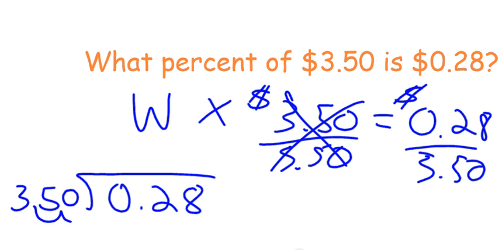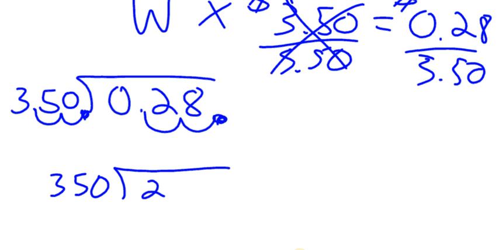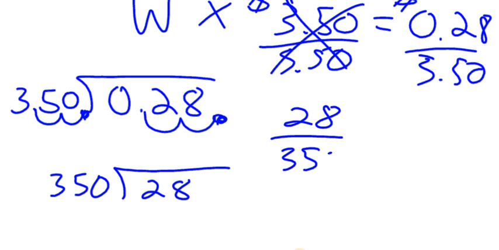I've got to get rid of the decimal on this side, which means the decimal on this side. I'm going to rewrite my problem. So now I have 350 going into 28. How many times? Oh, not many times. Maybe I can simplify this sooner. Can I do it like this? Can I simplify it sooner this way? Yeah, let's do it this way.